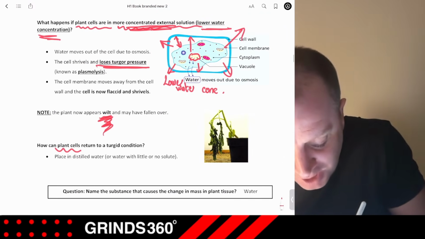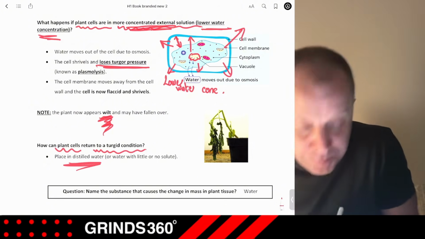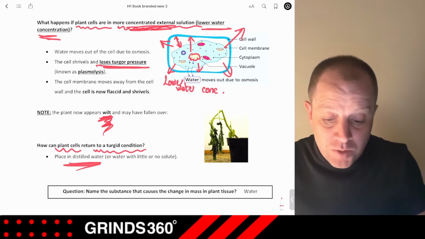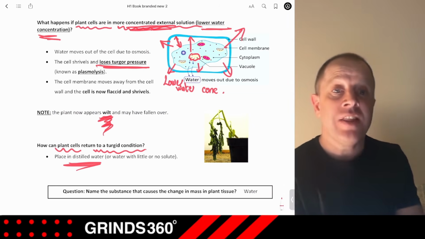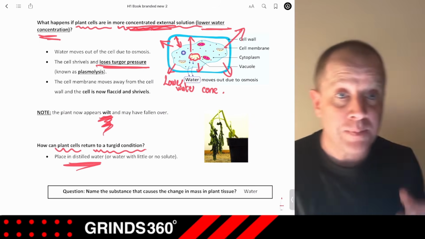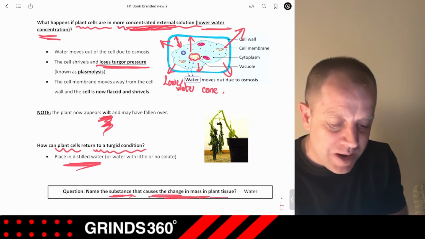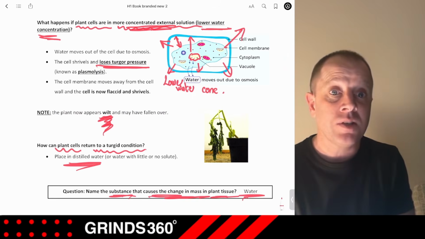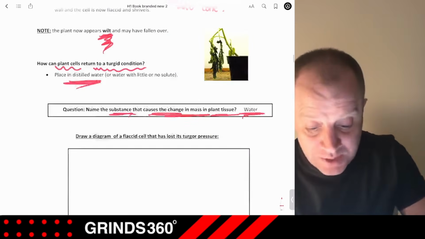Look at this here. How can a plant cell return to become turgid again? Well, you add distilled water, you add water to the soil. And then water enters the plant by osmosis through the root hairs, and then the water enters the cells through the plant by osmosis. Look at this here. Name the substance that causes the change in mass in plant tissue. It's water entering and leaving by osmosis. When water enters, it gains mass. When water leaves, it loses mass. That was a Leaving Cert question.